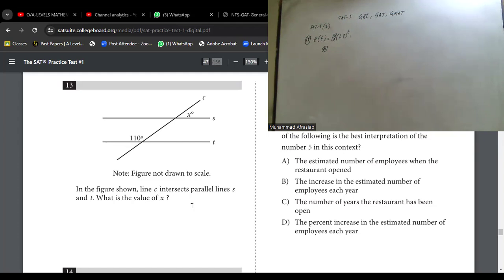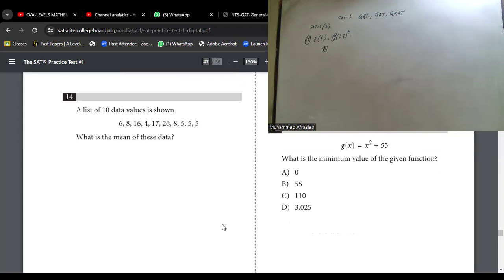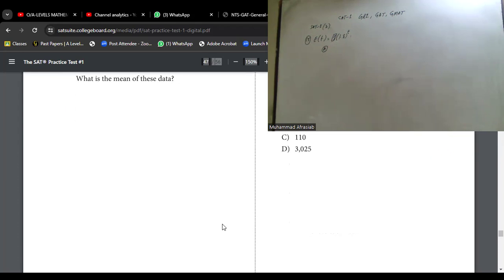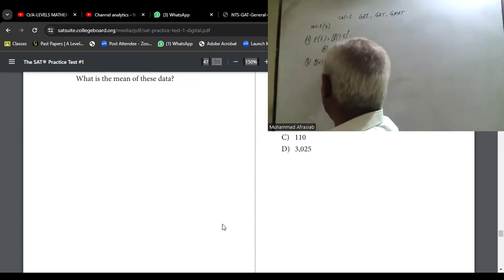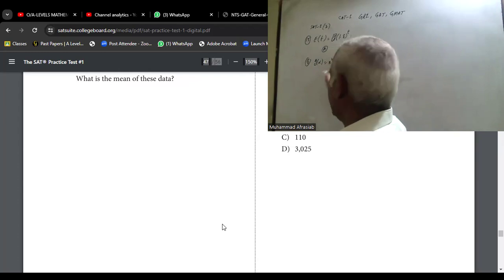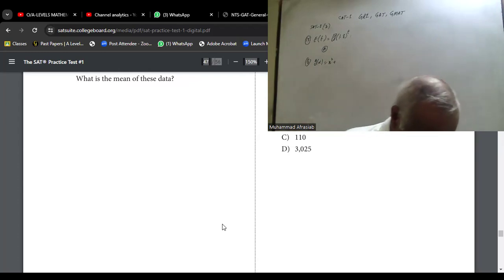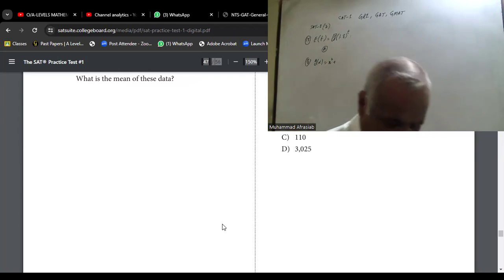For this next question, question number 16. g of x is equal to x square plus 55. What is the minimum value of this given function?